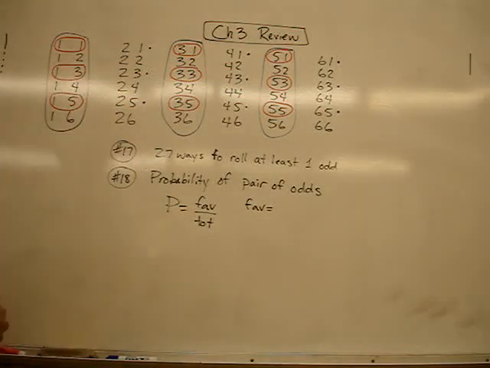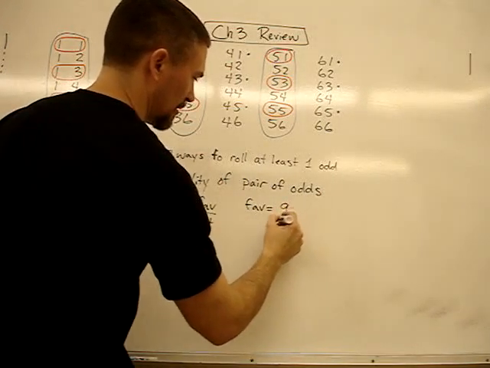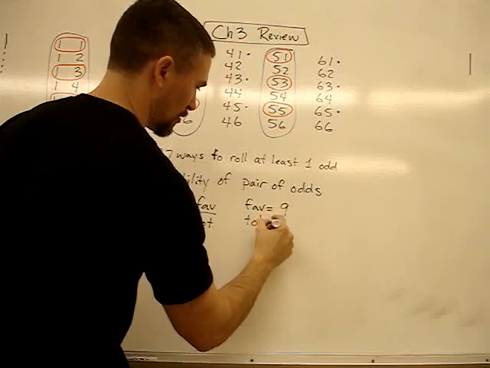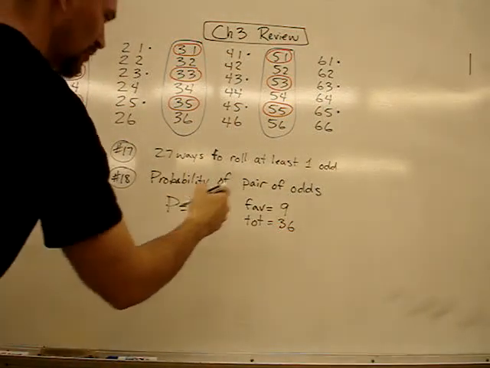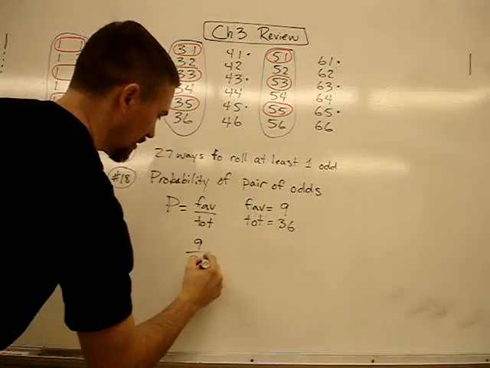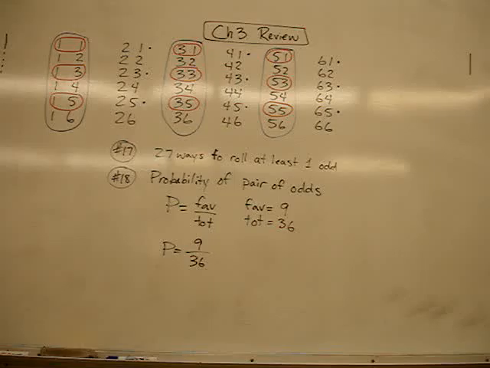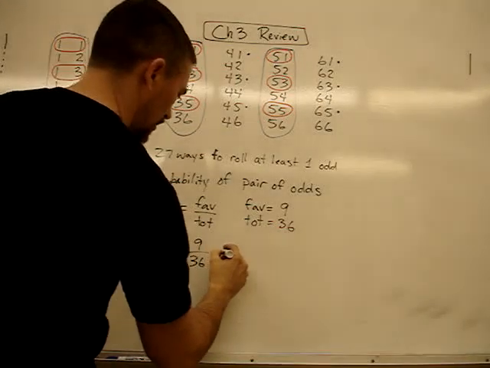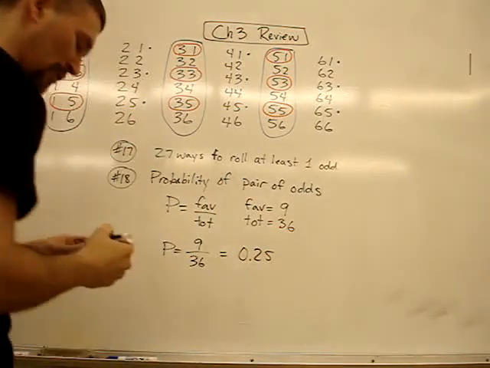Okay, so 3, 6, 9, the pair of odds, 9 of them. The total is 36. That's how many possible if you count them all up. So 9 divided by 36. And probability is expressed as a decimal, so we're going to use our calculator. 0.25. And that would be our probability.